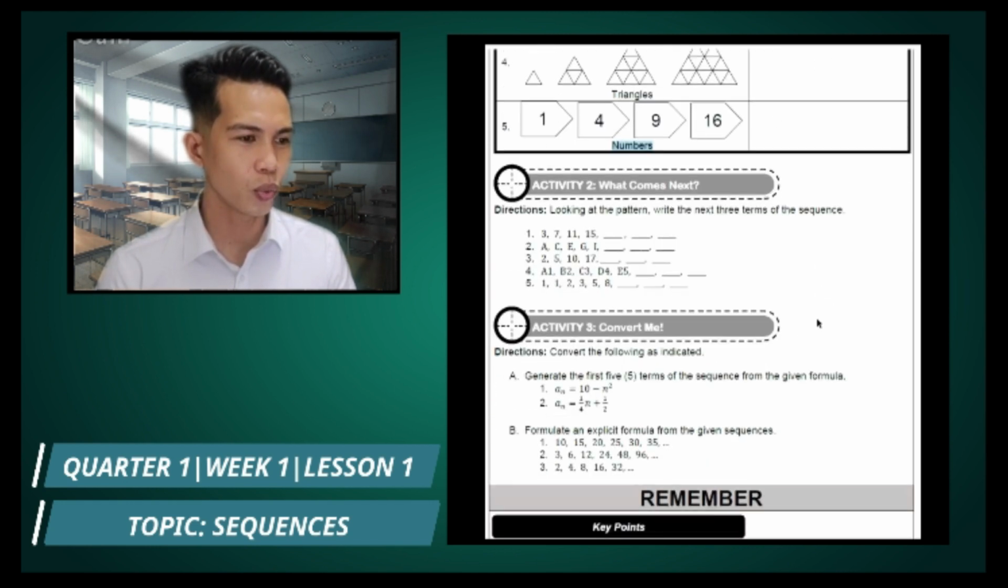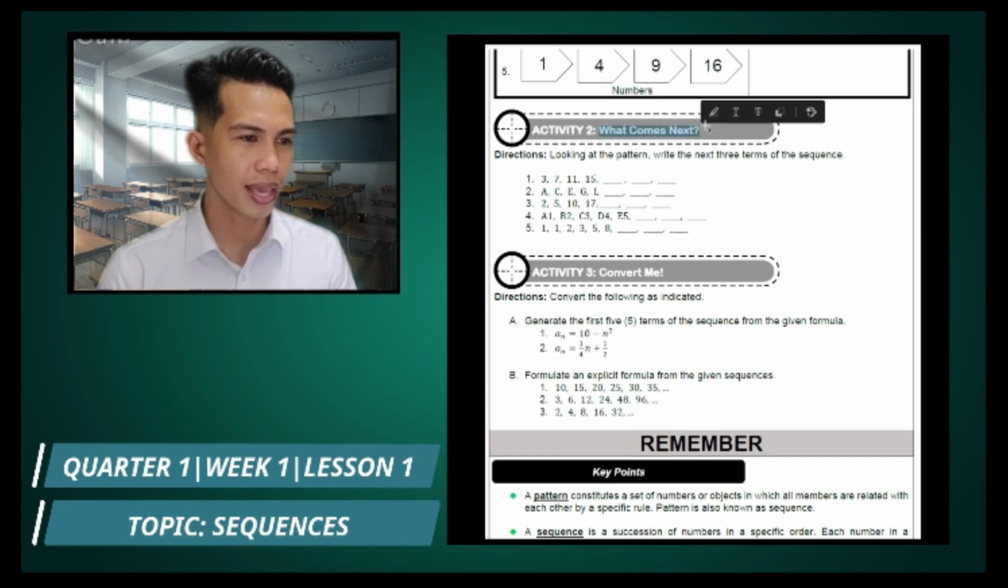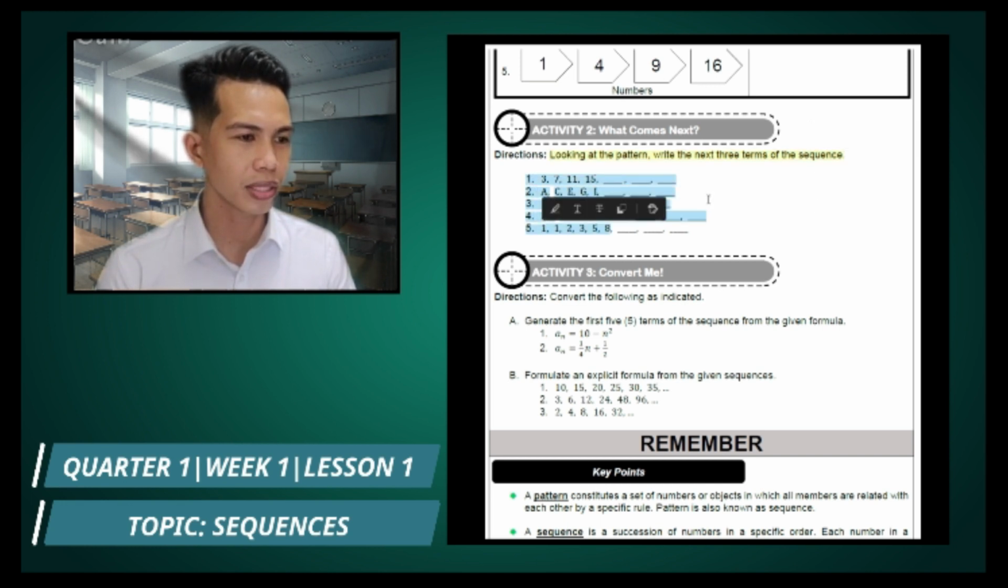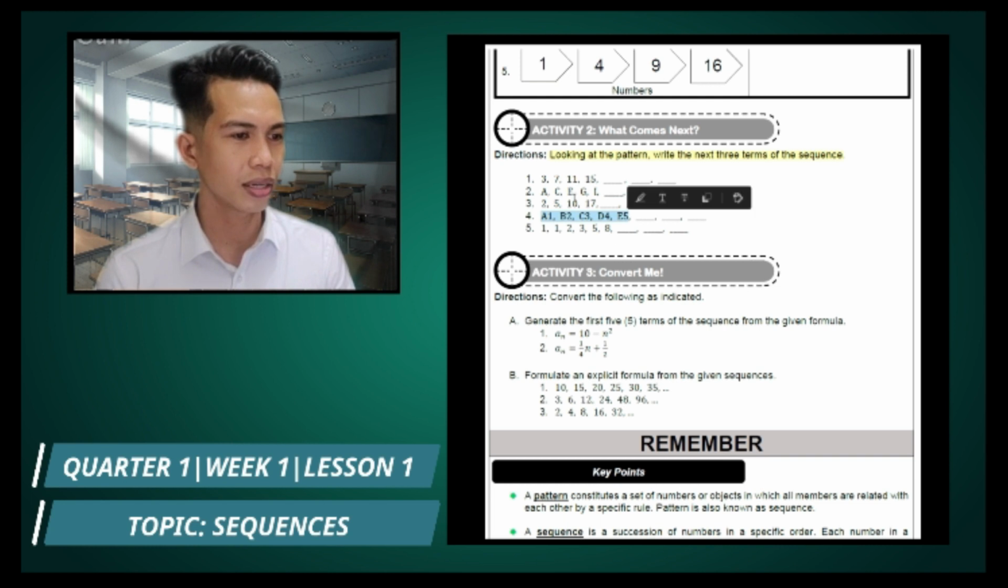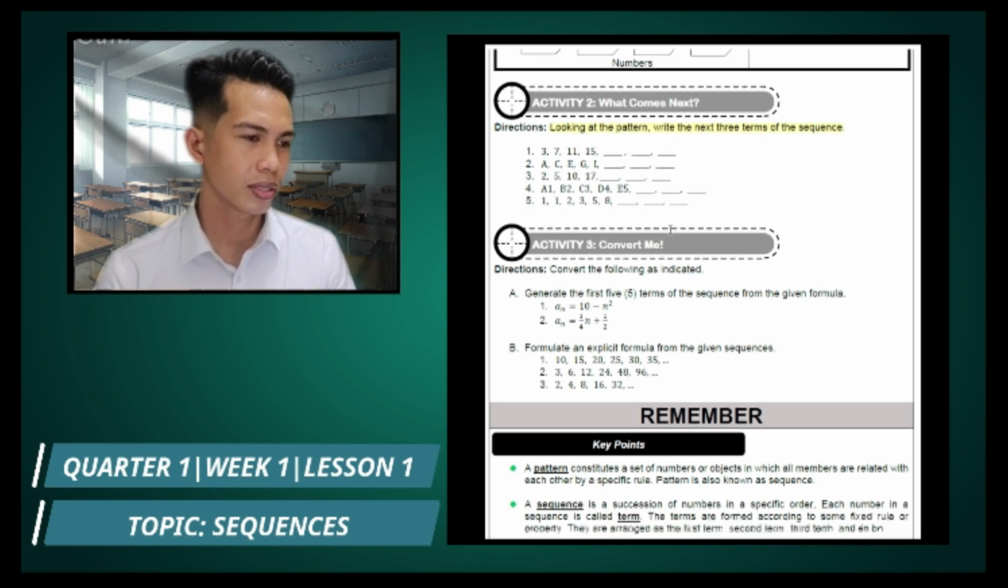Next, for your activity 2, what comes next? Direction, look at the pattern, write the next 3 terms of the sequence. So you have again 5 items. Number 1, this is a number sequence. Number 2, letter sequence. Number 3 is a number sequence. Number 4 is a combination of number and letter sequence. Number 5, this is a number sequence. So you are going to look for the pattern and write the next 3 terms.